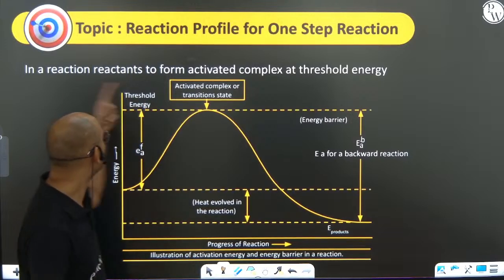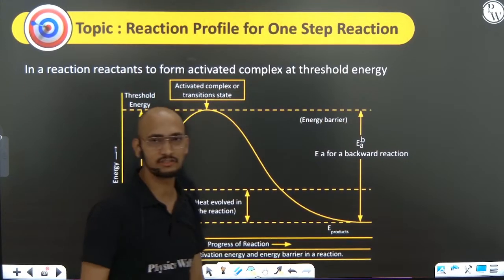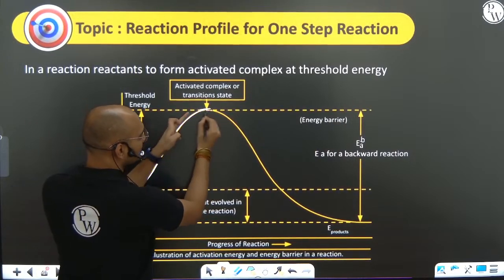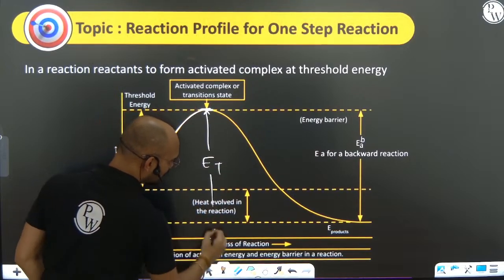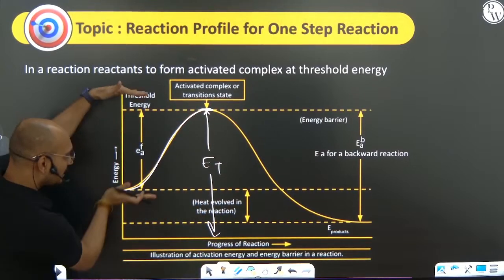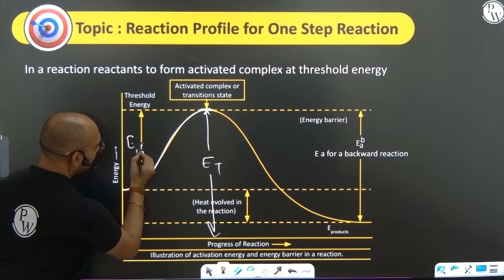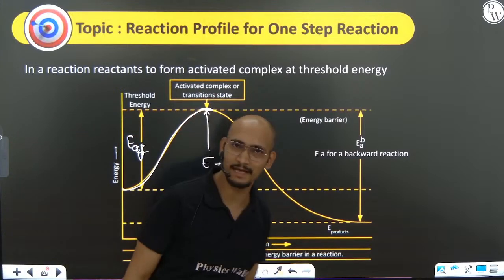Next, in a reaction, reactants form the activated complex at threshold energy. Let's say this is the reactant, and now it reaches the highest energy. Here it gets the threshold energy, ET. How much energy minimum does it need to reach that point? EAF. EAF means activation energy for the forward direction reaction.